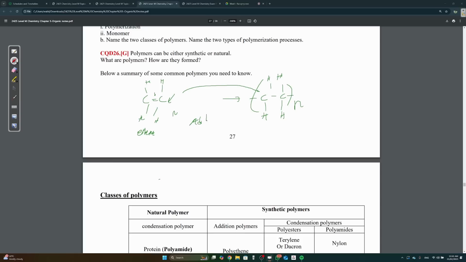This is what we call addition. When you keep on adding so many of the same one, you just get this with a broken double bond and hydrogen on that. What's this called? This is actually polyethene. You see the poly? Poly is because it's a polymer. You need to put this n to show it's a polymer.